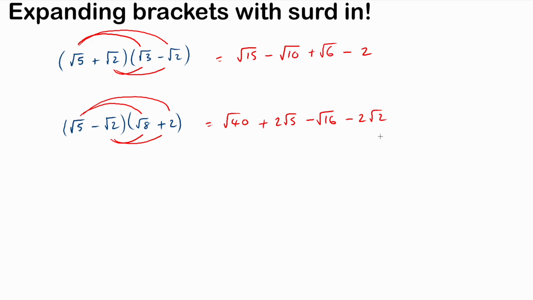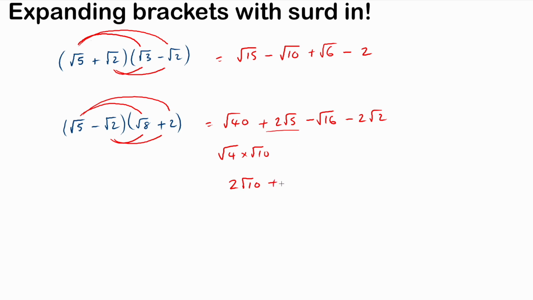So we've got some simplification to do here. So let's start with the 40. Well, that's 4 times 10. So that is the same as saying root 4 times root 10, which we know is 2 root 10. Okay, so we've dealt with that bit first. There's nothing else we can do with that.